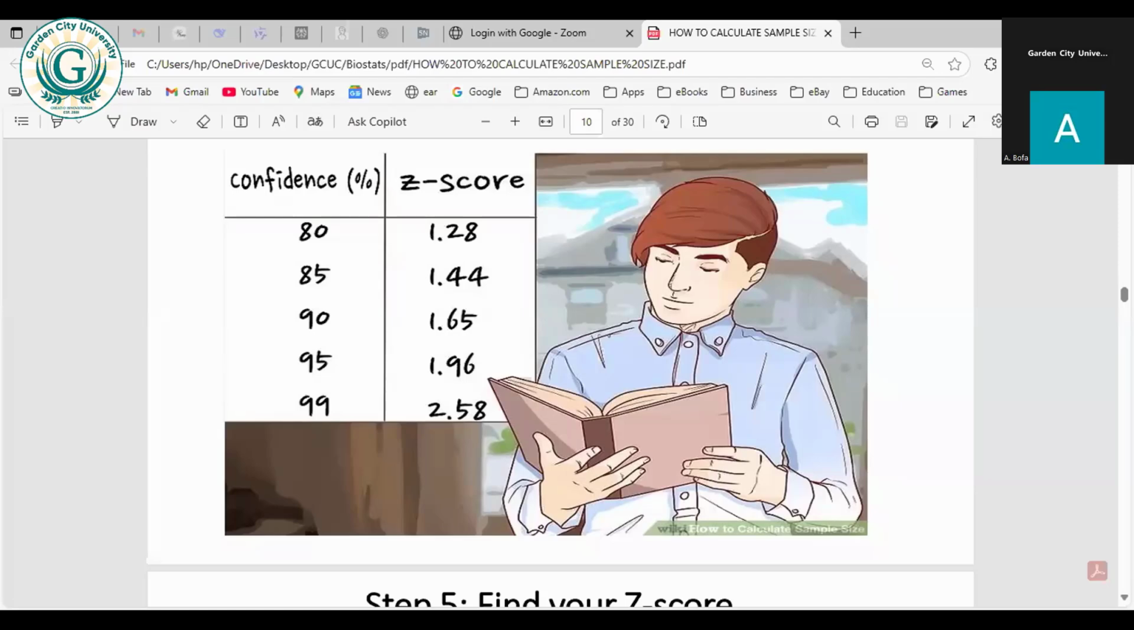Okay. So these are some of the things that we do. If I settle on a 90% confidence level, its respective Z-score is 1.65. If I settle on 80, the respective Z-score is 1.28. As I mentioned earlier, in health-related research, we use a 95% confidence level.